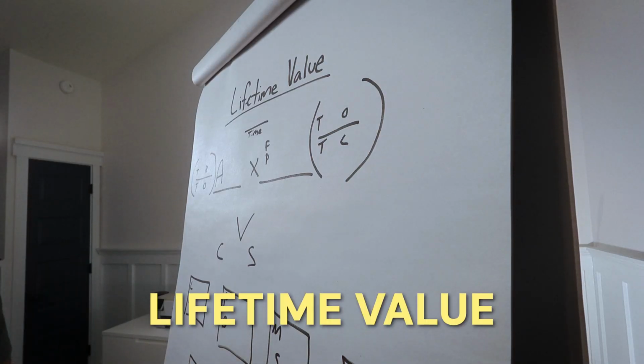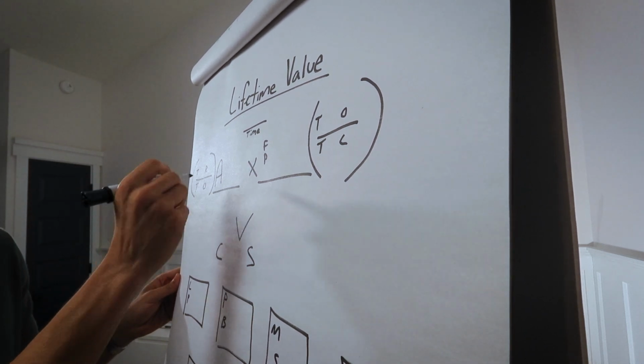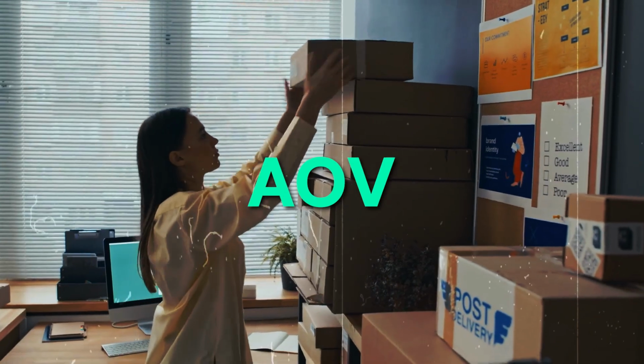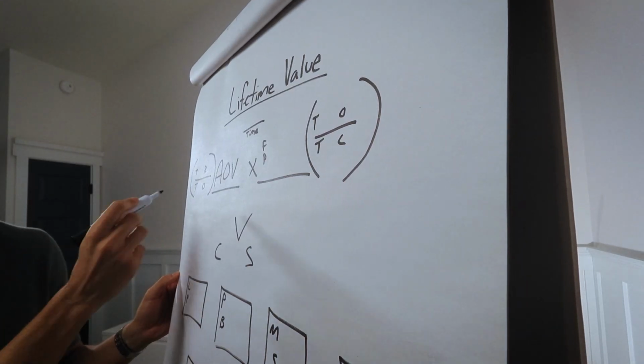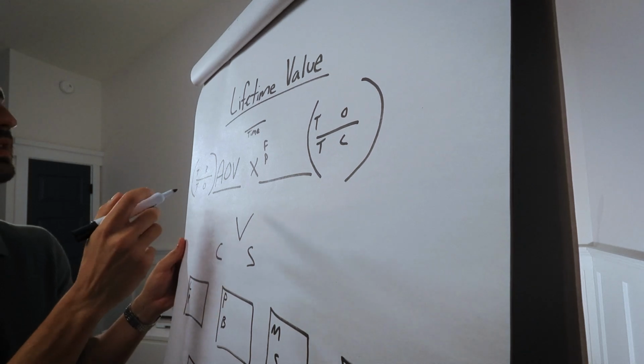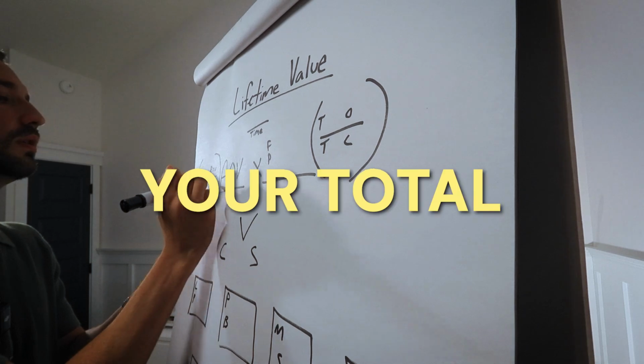So here with lifetime value, a couple of items we're going to need to figure out and put into place. First, starting with AOV, your average order value. In order to get to AOV, there's really two components that we'll need for this calculation. That'll be your total revenue and then also your total orders.